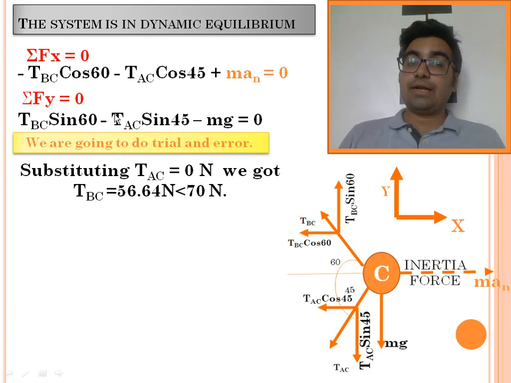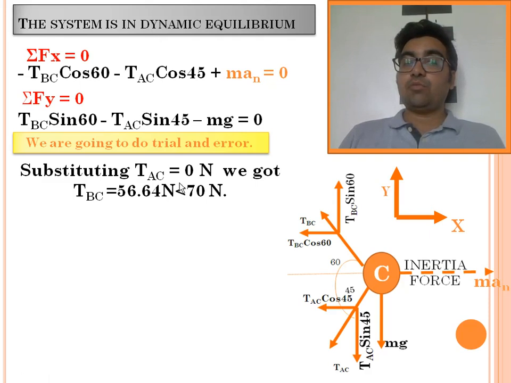But my dear friend, as soon as I take TAC equals 0 Newton, the wire AC will not be in tension. To make it in tension, it must have some force. So I substituted the value of TAC equals 0 Newton in this equation. I got the value of TBC equals 56.64 Newton, which is less than 70. But this condition cannot give us the minimum velocity. According to this question, we have to keep both the wires in tension.